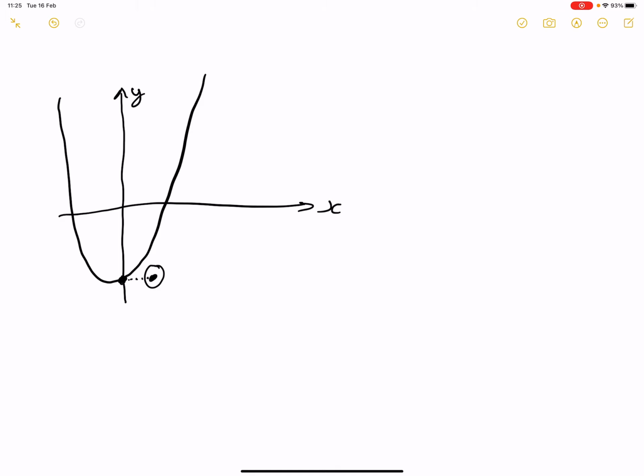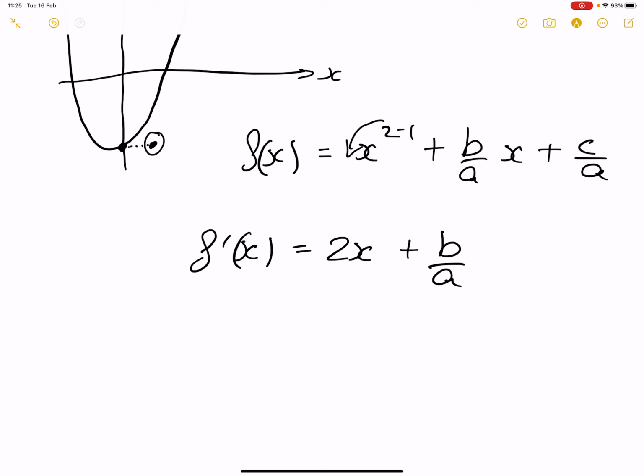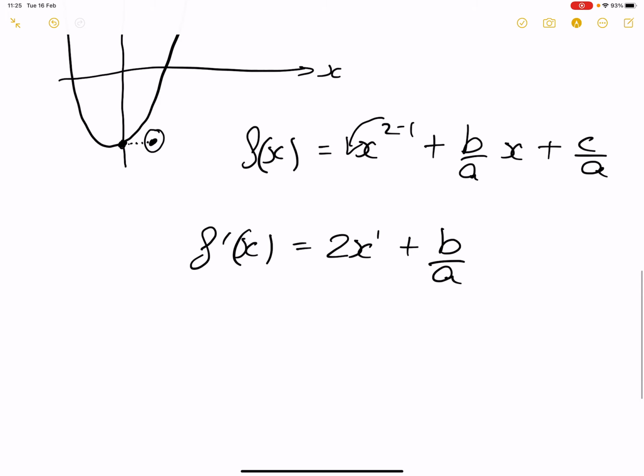So, we have our f of x is equal to x squared plus b over a x plus c over a. Therefore, f dash of x, which is just the derivative of f, is equal to 2x plus b over a. If you've never seen this before, I'm using Leibniz notation, which is just multiplying by the power and then taking 1 from the power. So now this is x to the 1 here.